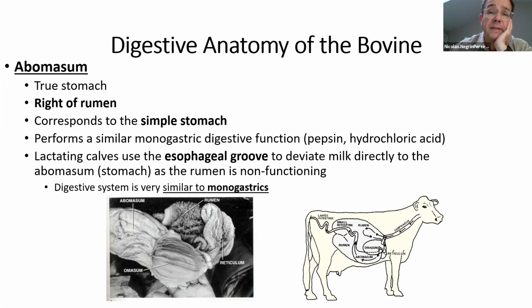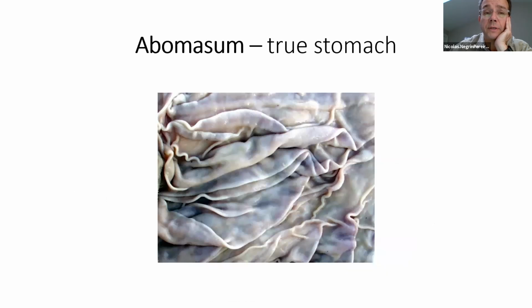And as a concept, we can say that the actual lactating animal, the calf, the young animal, has a digestive system that resembles very much that of a monogastric. So this is a picture of the true stomach, the abomasum. You can see that it also has some plies, but they are smooth, and you can see them shining. I don't know if you can appreciate that in this slide, but I can see it.